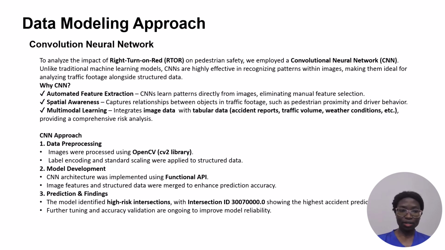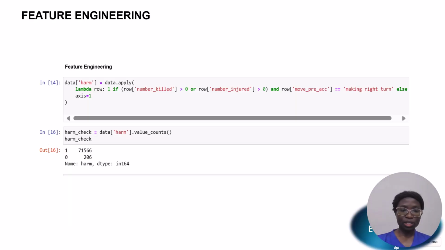So I'll be continuing from where Emeka stopped. So we did a feature engineering. We added a feature named ARM, which took into consideration whether the person involved was injured or if somebody got killed.